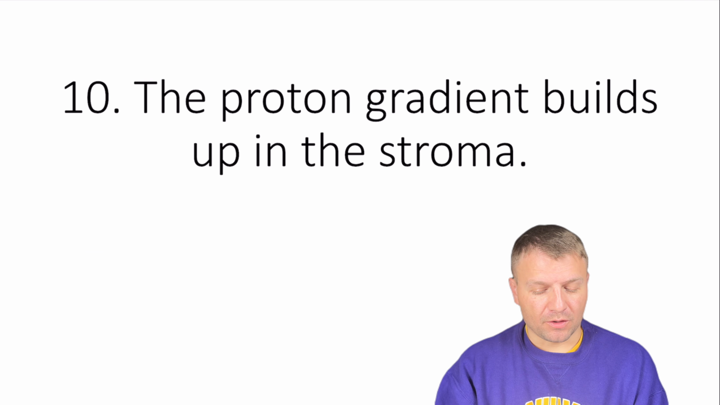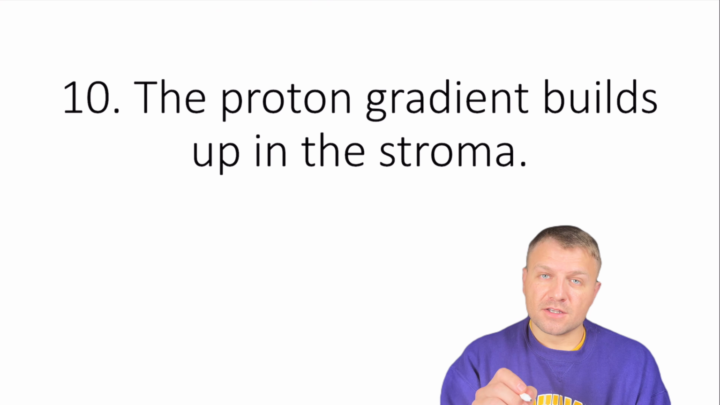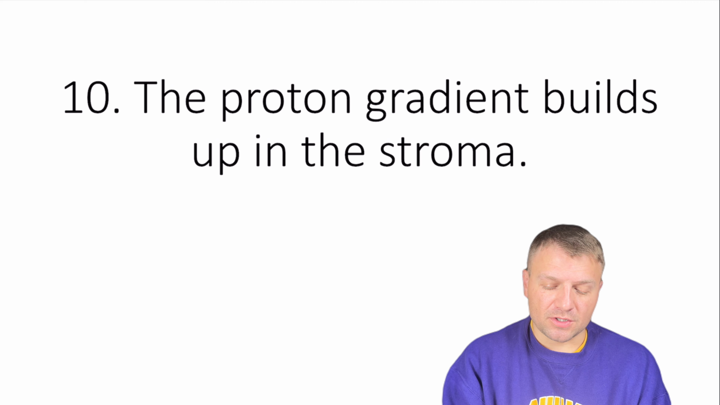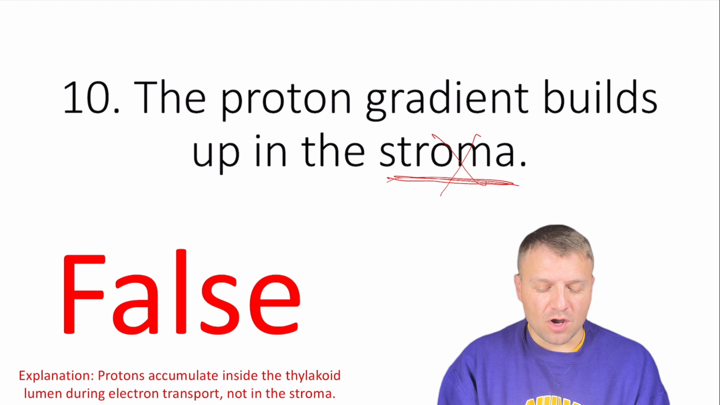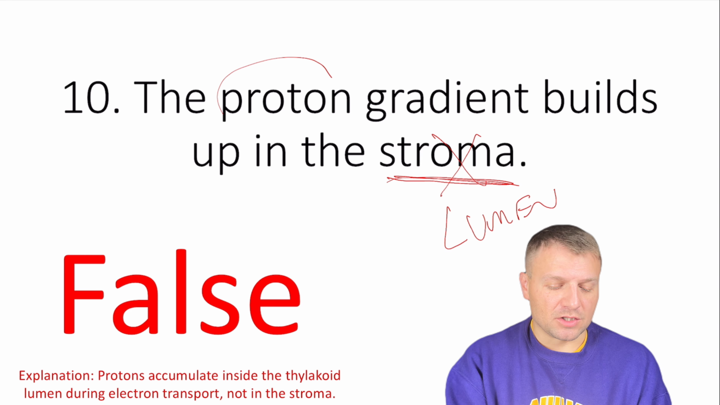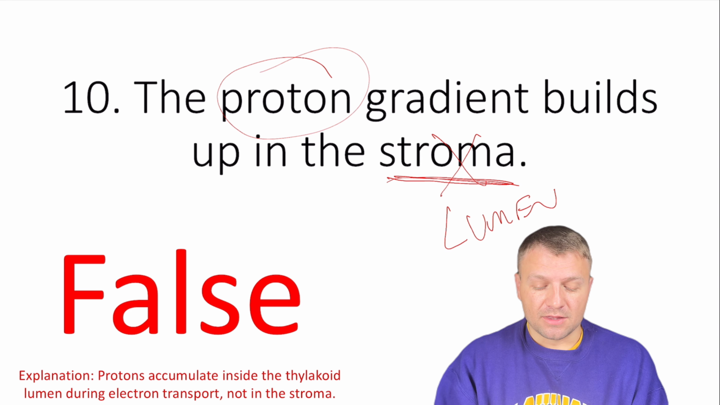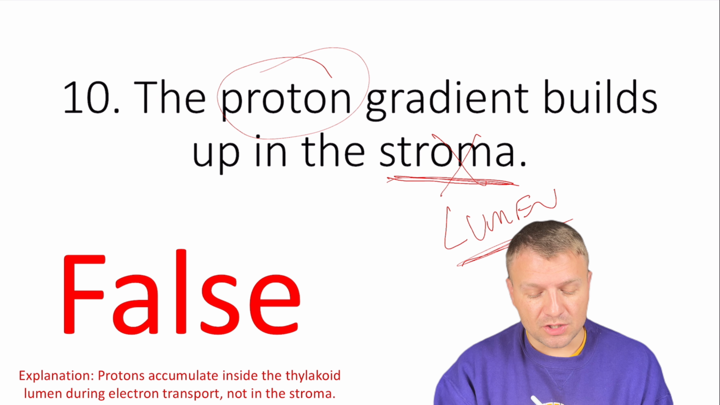Here's our last one. The proton gradient builds up in the stroma. Is this true or false? This question is basically asking, do you know where the proton gradient builds up? Is it in the stroma or is it in another location? This is false because it's not the stroma. This is actually going to be in the lumen. There's going to be a high concentration of these protons or hydrogen ions in the lumen and a low concentration in the stroma.